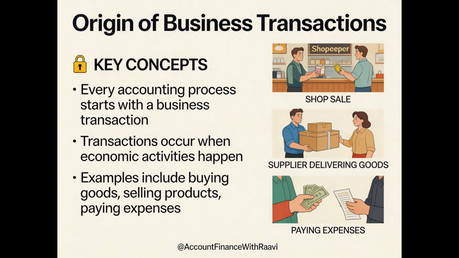And if you see the origin of business transactions, here we can see an example: a shopkeeper supplies goods and the customer pays the expenses. So every accounting process starts with a business transaction. A transaction occurs when economic activities happen. As I mentioned, examples are buying goods, selling products or paying the expenses. So accounting starts with a business transaction, and a business transaction is nothing but an economic transaction. If there is no business transaction, there is no accounting.